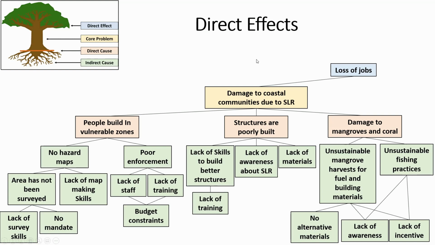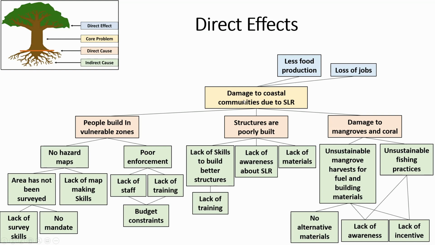Another direct effect could potentially be less food production. If there's less fish being produced because of sea level rise, or if agricultural productivity goes down because salt water is getting into the soil and reducing the productivity of the land, then that's going to lead to less food production. So that makes sense.